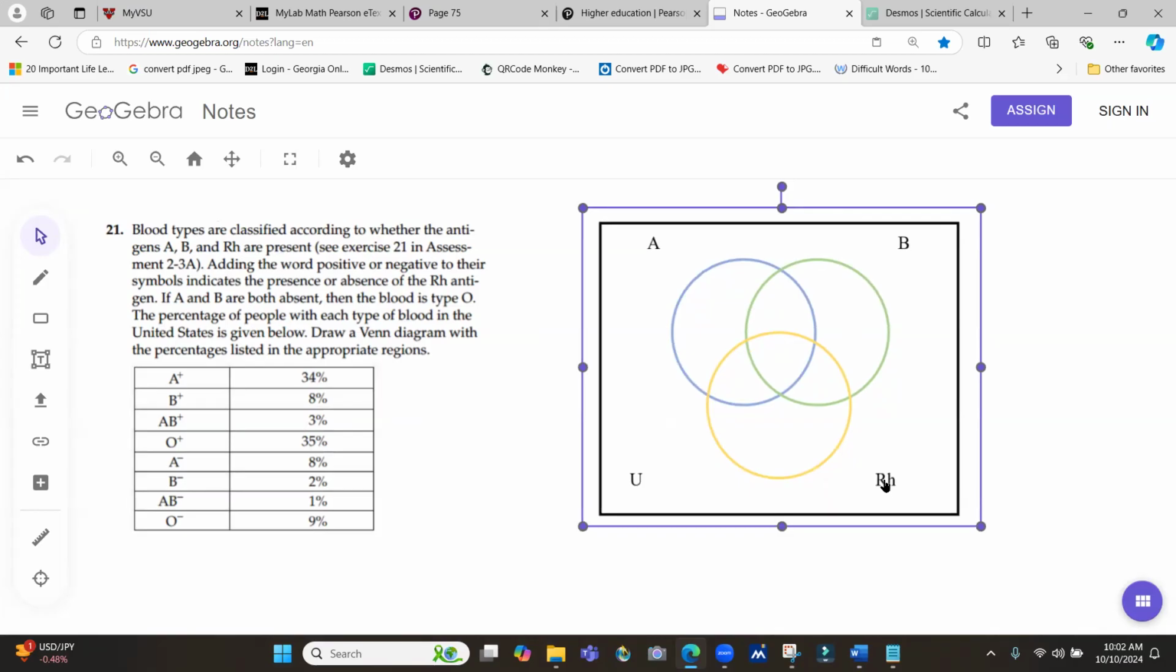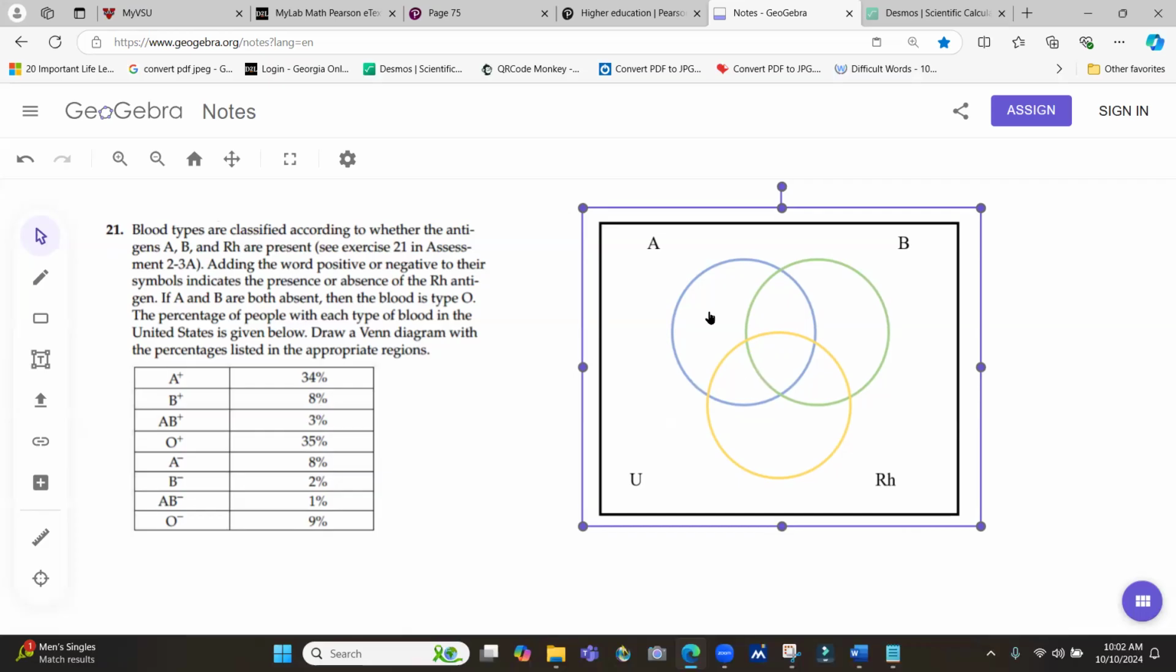There are three antigens that could possibly be in your blood: A, B, or Rh. You could have only A and B and no Rh. You could have B and Rh, no A. You can have A and Rh, no B. You could have all three. Now, if you have Rh, your group is going to be positive. If you don't have Rh, your group is going to be negative. Why do they do that? I don't know. That's how it's done.